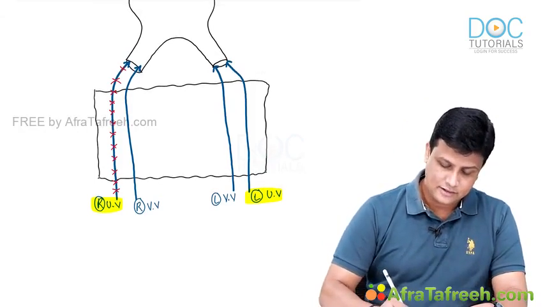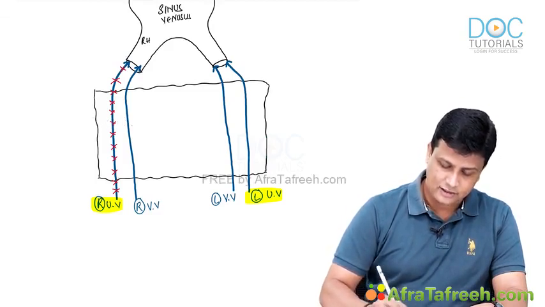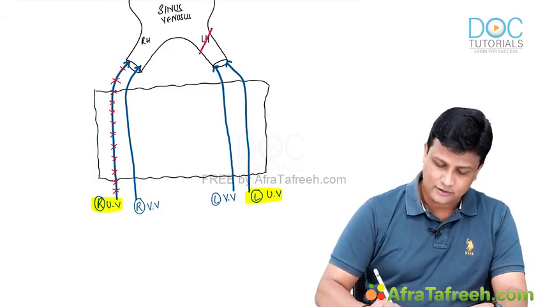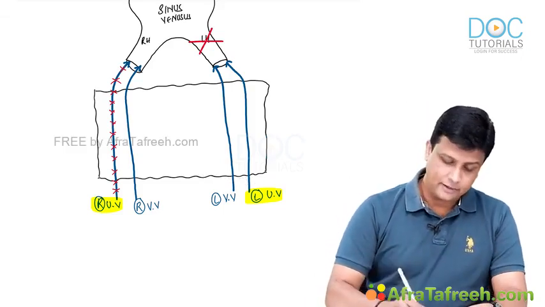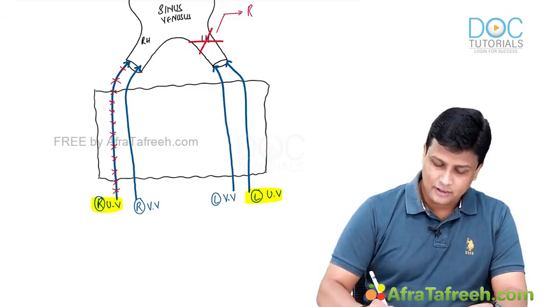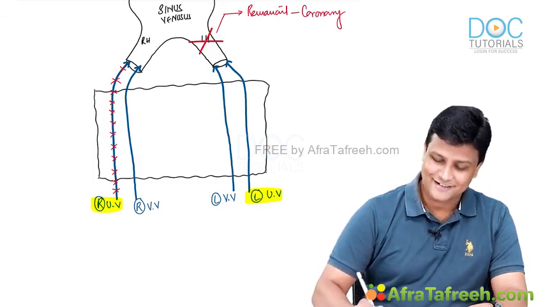You all know this one is sinus venosus. And in the sinus venosus what is happening? There is a right horn and then there is a left horn. But what is going to happen out of these two? The left horn is also gone. And yes, there will be a remnant of that. And we all have learned that the remnant of the left horn itself is nothing but your coronary sinus.